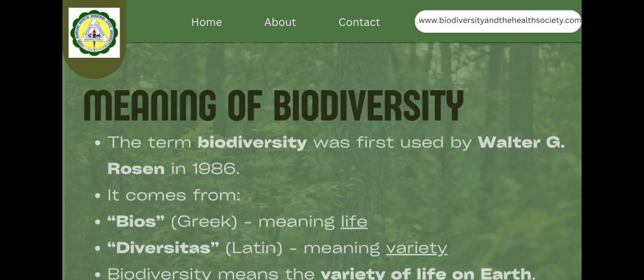Now, what is the meaning of biodiversity? The term biodiversity was first used by Walter G. Rosen in 1986. It comes from a Greek word bios and the Latin word diversitas. Bios means life, while diversitas means variety. This means that biodiversity is the variety of life on Earth.